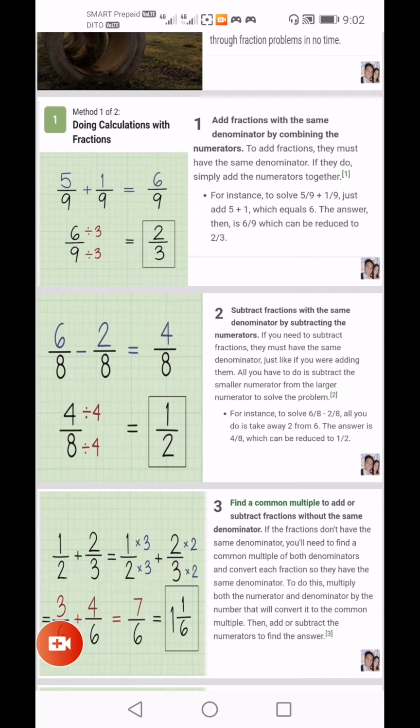Second, subtract fractions with the same denominator by subtracting the numerators. If you need to subtract fractions, they must have the same denominator, just like if you were adding them. All you have to do is subtract the smaller numerator from the larger numerator in order to solve the problem. For instance, to solve 6 over 8 minus 2 over 8, all you do is take away 2 from 6. The answer is 4 over 8, which can be reduced to 1 over 2.